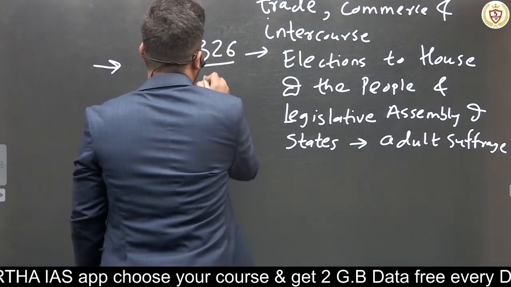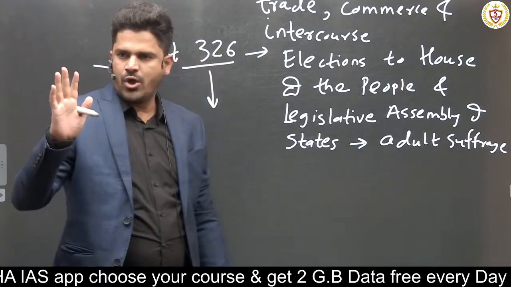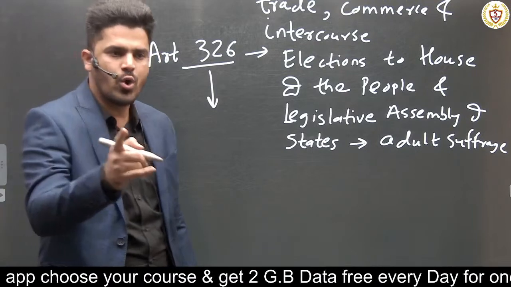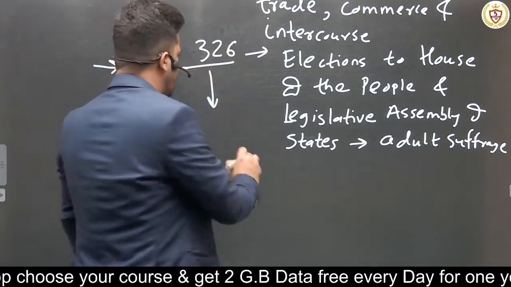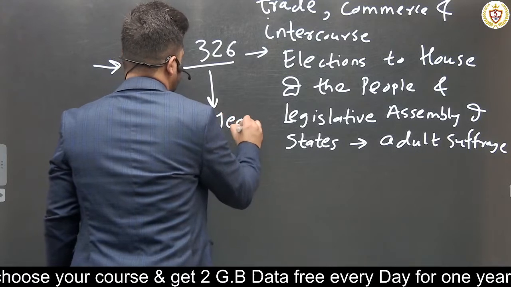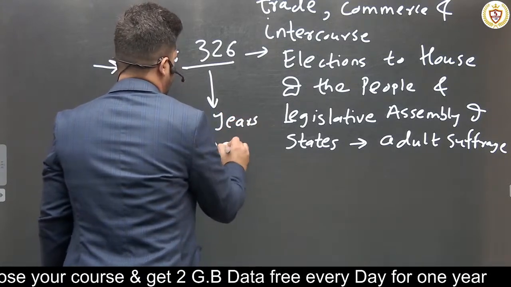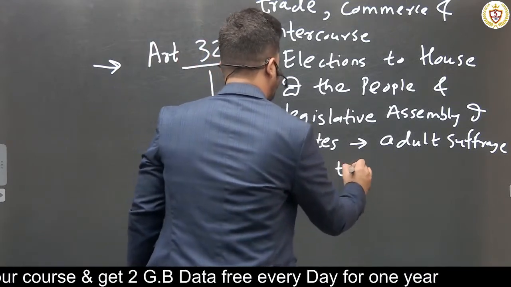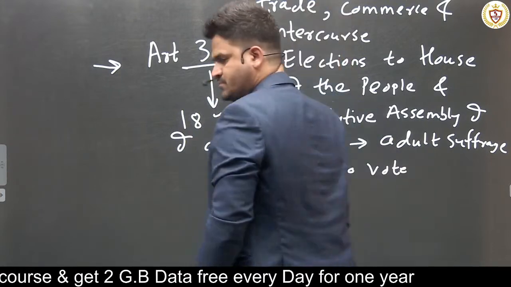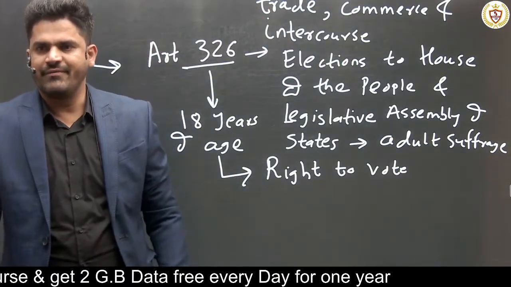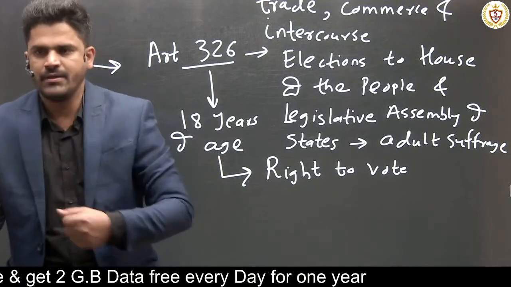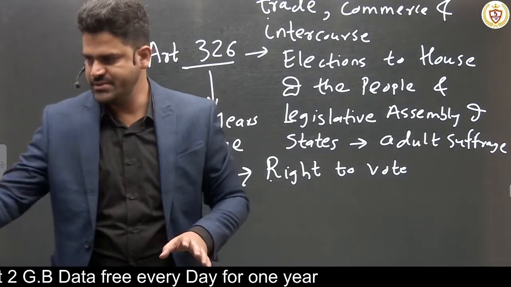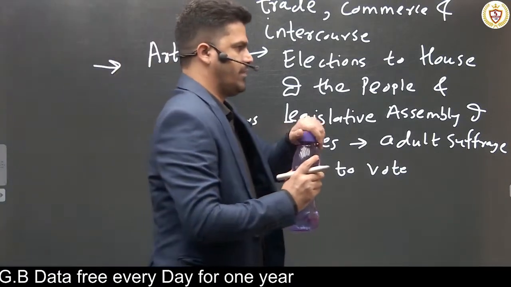So Article 326 provides that all the citizens of India who are not less than 18 years of age, they will have right to vote. यार पानी देना, ठीक है? So right to vote is another constitutional right. ठीक है?